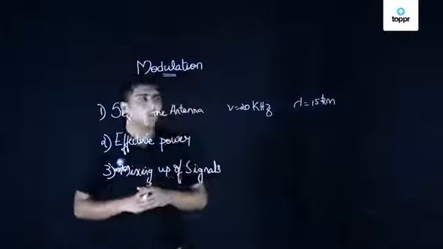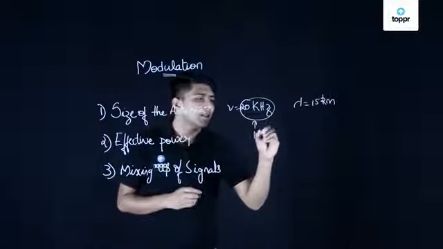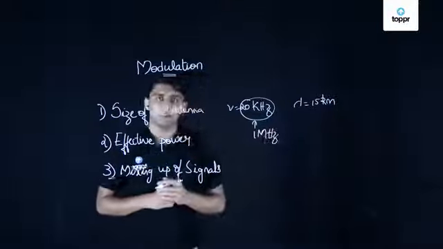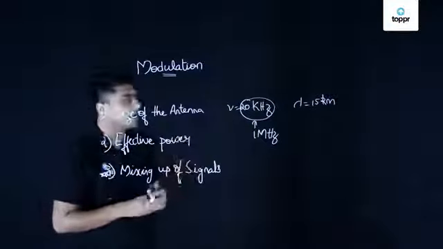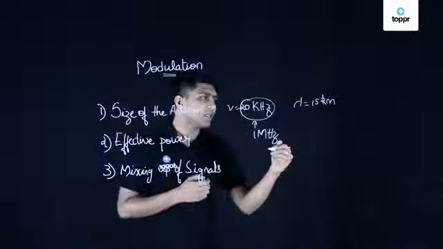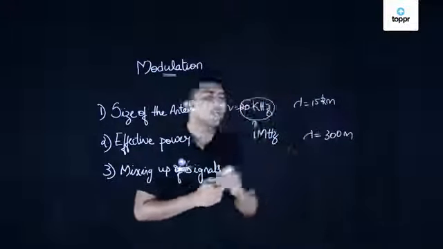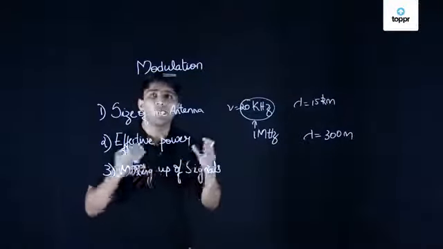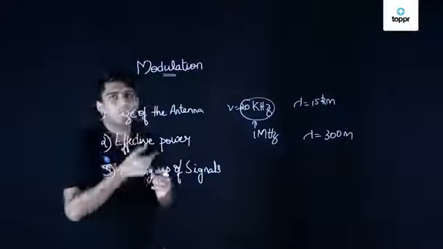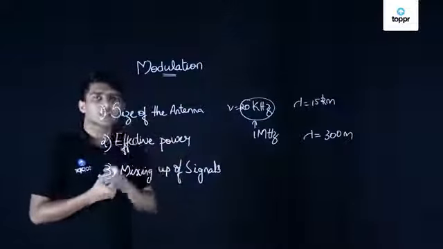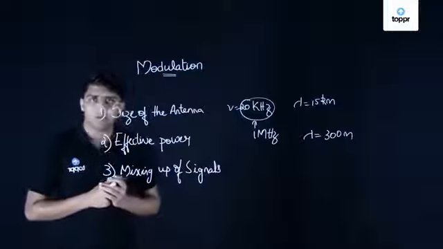No. So what we'll be doing is superimposing this frequency with another high frequency wave. That is, we'll be superimposing this 20 kilohertz with another wave which is 1 megahertz. Then as the frequency increases, lambda will decrease. Then the value of lambda will decrease to 300 meters, which is practically possible. So modulation is important because we can reduce the size of the antenna when we superimpose a high frequency wave with a low frequency wave.